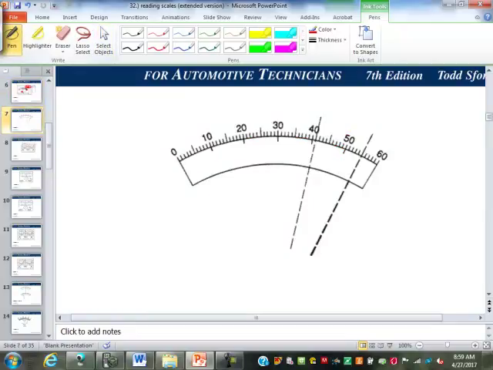Here, the darker one is where it is now. The lighter one is where it was. So what's the change here? Well, this one was what? 41. This one is 55, so the change is 14. It went up 14, so it's a plus 14.